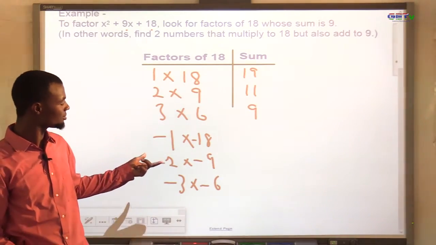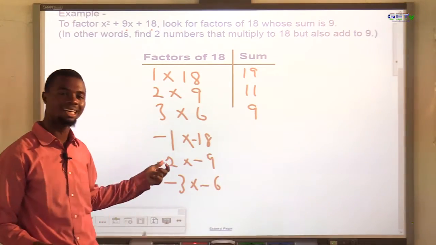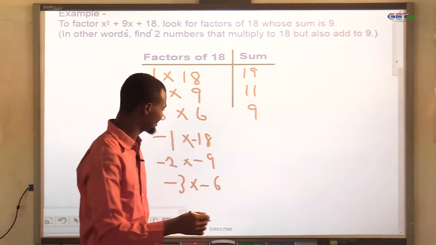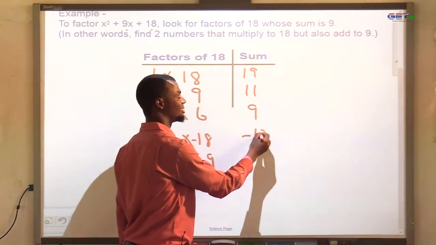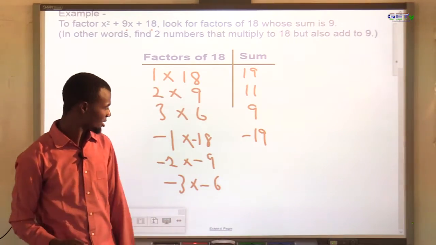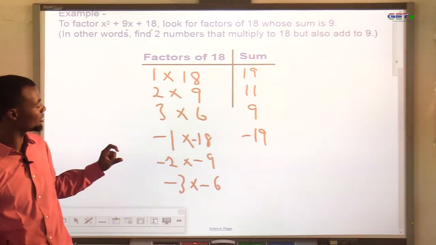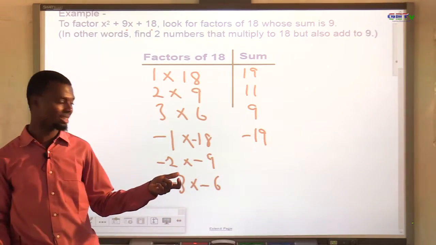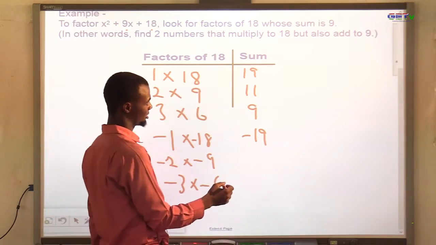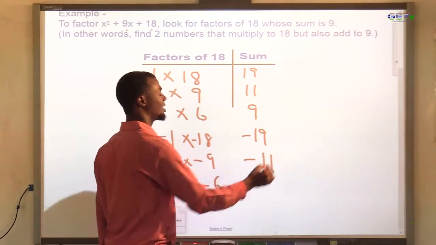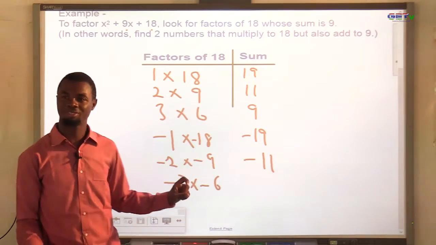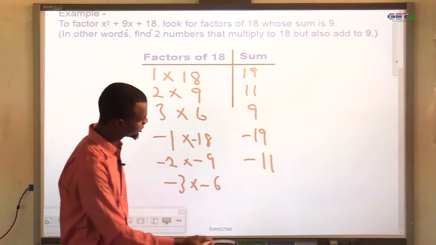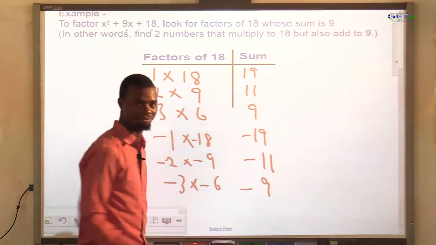We go to the next one. The sum of negative 1 and negative 18 is negative 19. We look at the next one, the sum of negative 2 and negative 9. The sum of negative 2 and negative 9 is going to give us negative 11. The sum of negative 3 and negative 6 will also give us negative 9.